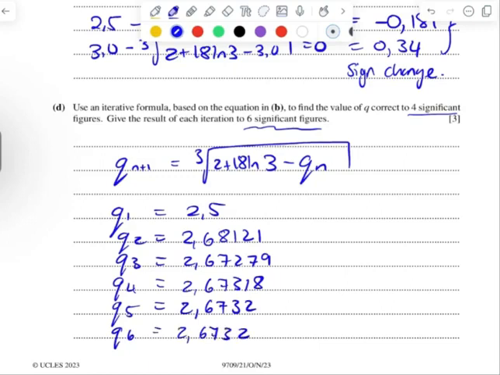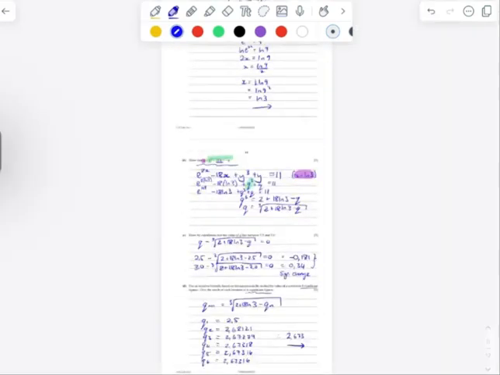Okay, and it looks like I am rounding off too soon here. 1, 2, 3, 4, 5, 6. Okay, and my next one is the same, and the next one is the same. So I just click equals a couple of times. Therefore, I know that my answer is 2.6732. Oh, more than 4, there we go, 2.673. That is 4 significant figures. And that is my answer.